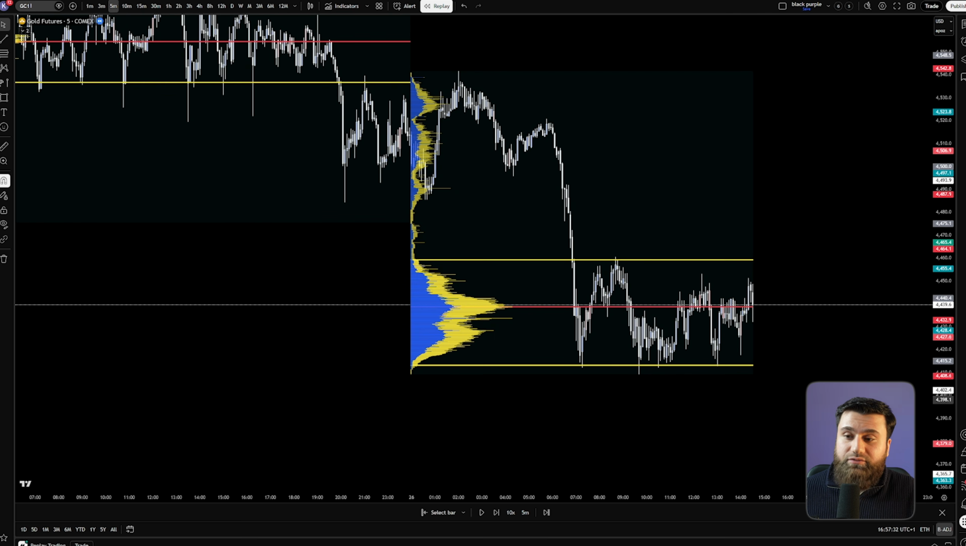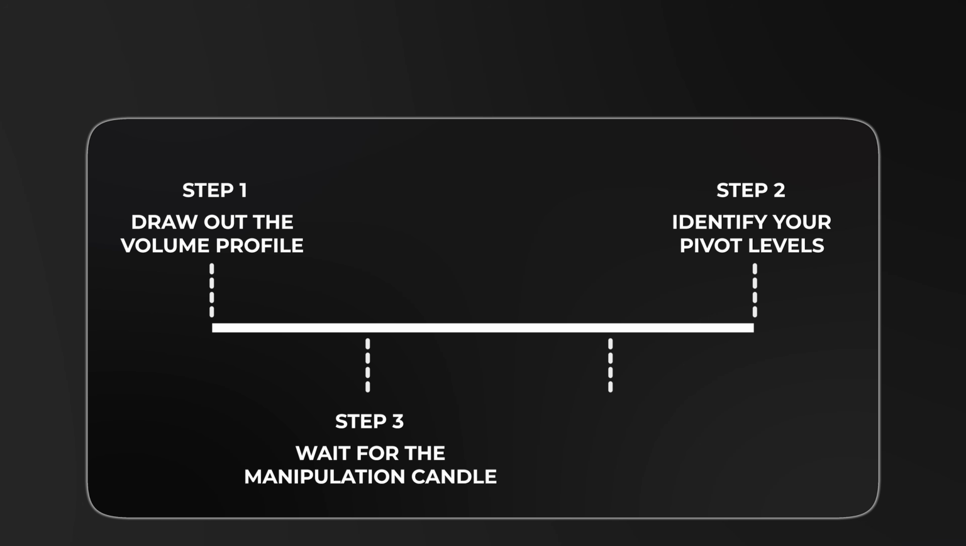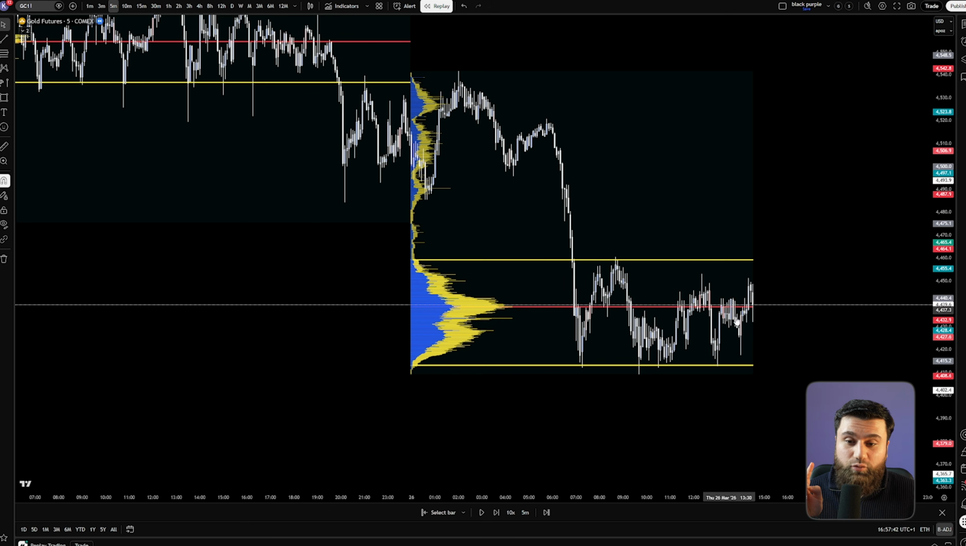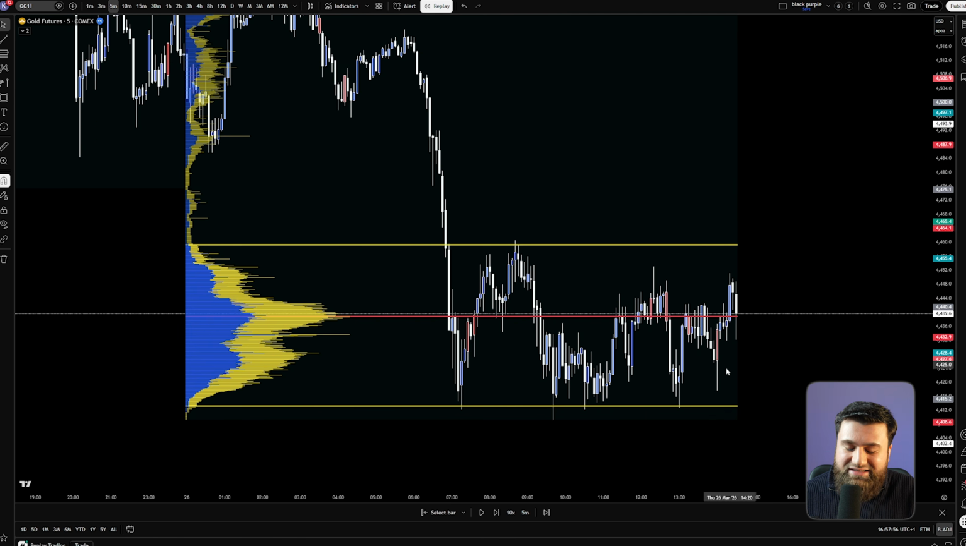What are we going to wait for now? We have step one, right? We have the volume profile. We drew it out, and now we have to wait for the manipulation candle, guys. We have to wait for the range to form and then for the manipulation candle so we can get a trade here. The manipulation candle has to form from the value area high, from the point of control, or from the value area low. And you guys can see some red candles here on my chart.